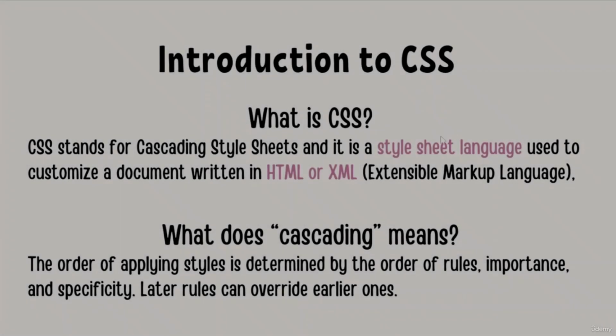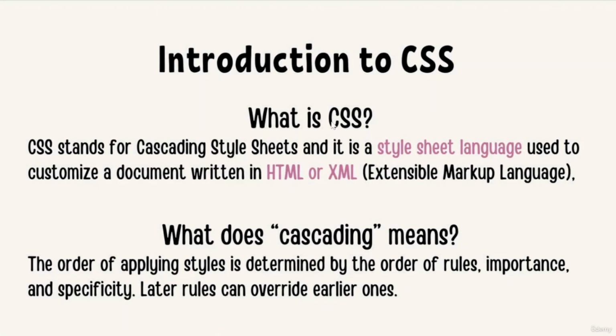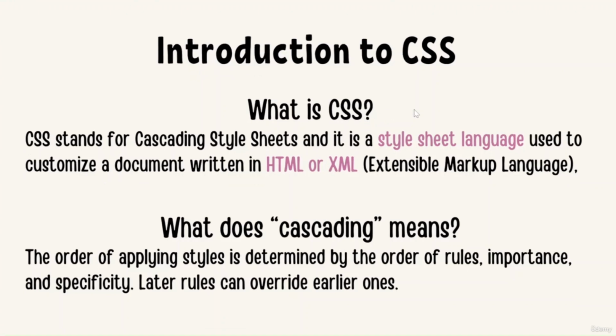So what is CSS? CSS stands for Cascading Style Sheet, and it's a style sheet language used to customize a document written in HTML or XML. Cascading means the order of the style, meaning the later rules can override the earlier ones.